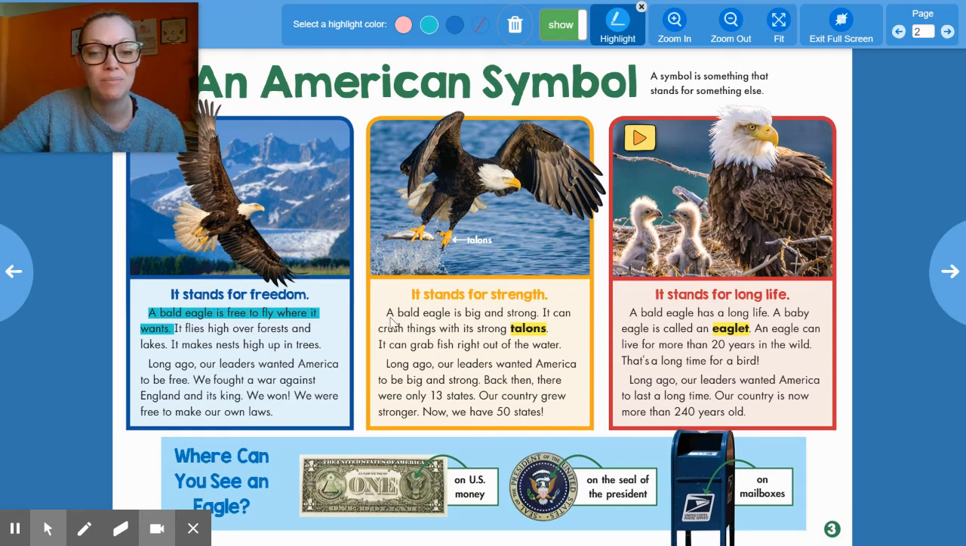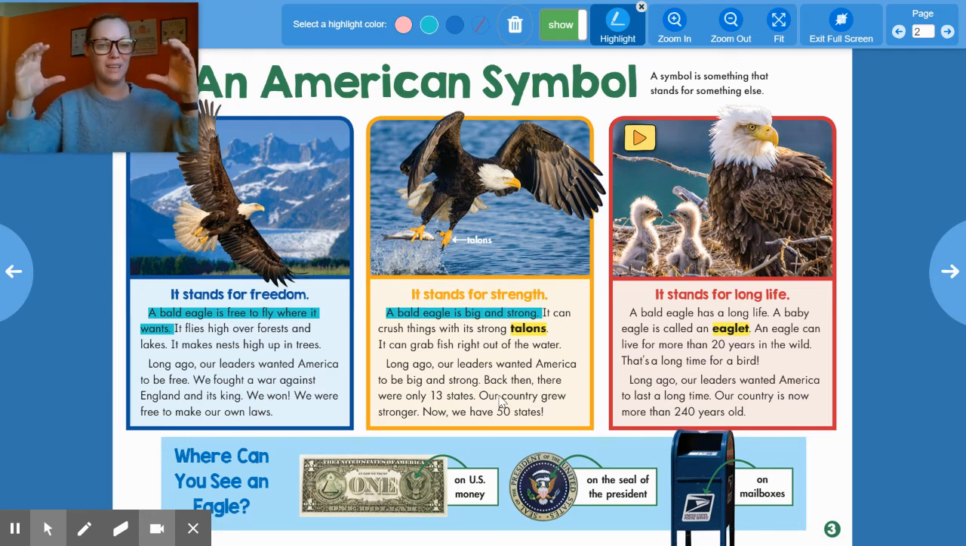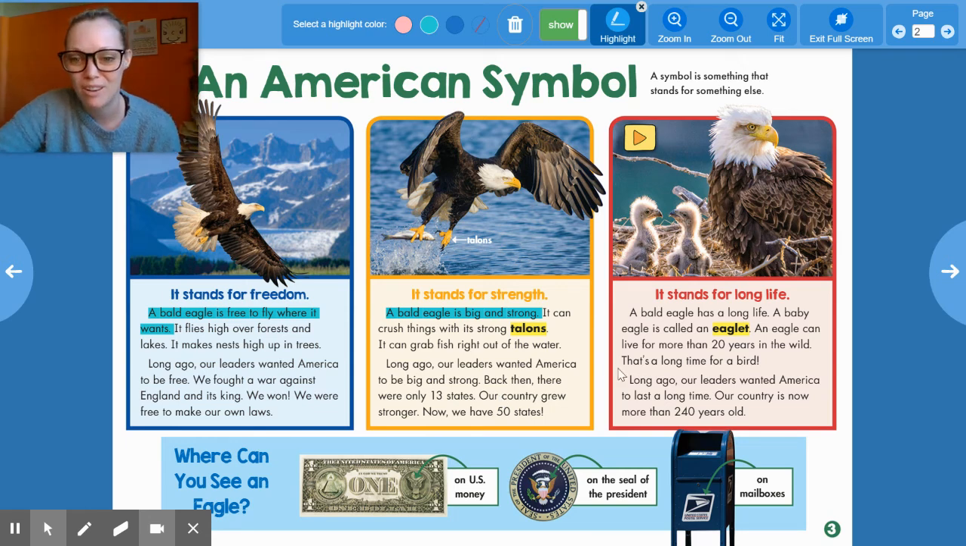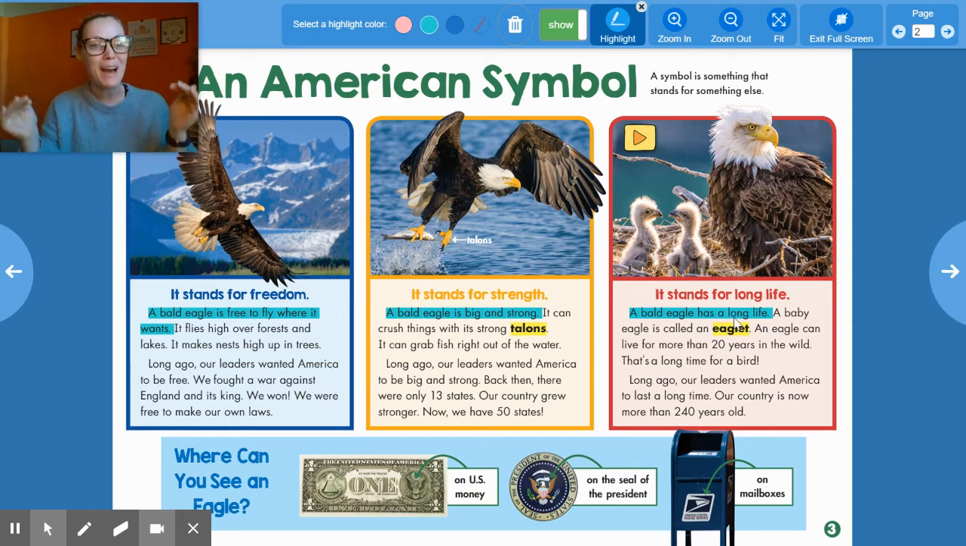Taking a look over here. A bald eagle is big and strong. General fact. Then it goes on to tell us why it is big and strong. It can crush things with its strong talons. It can grab fish right out of the water. So the general fact is it's big and strong. Then it tells us more about why it's big and strong. Over here, a bald eagle has a long life. There's the general fact, and then it will tell us more about the bald eagle's life.